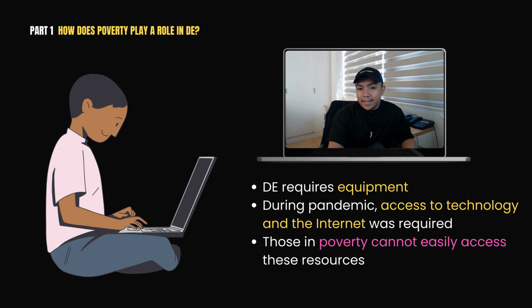Now, this is not rocket science. We know being in DE requires certain equipment. For starters, during the pandemic, most of us were forced to be either online or in modular learning, right? And let's look at online learning, for example. This requires access to technology and internet, and this is a direct result of emergency remote learning. We have to be connected virtually, and if you are in the poverty line, you are marginalized.